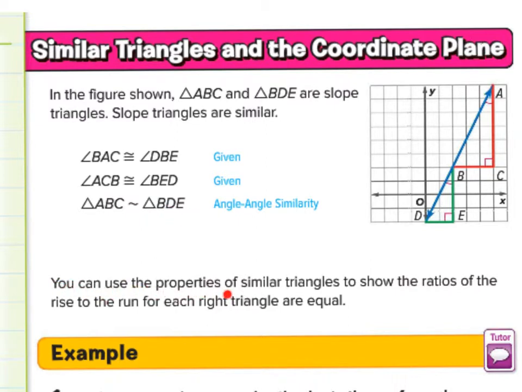You can use the properties of similar triangles to show the ratios of the rise to the run for each right triangle are equal. So you can show the ratios, that they are equal. Okay, so 2 to 3, an increase of 50%. 4 to 6, an increase of 50%.